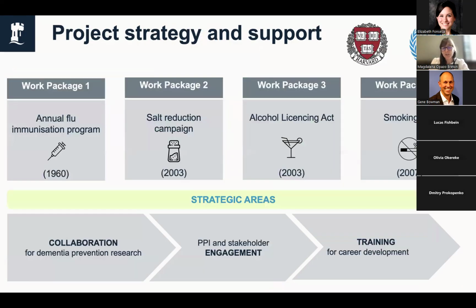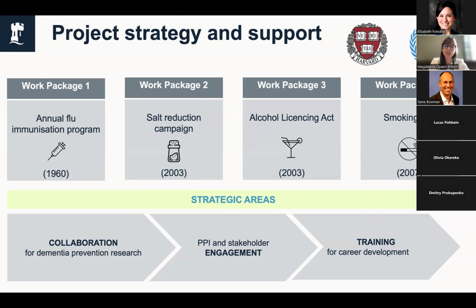So my project will study 4 policies that have been implemented in the UK and that are related to modifiable risk factors related to dementia. The project has been supported by Harvard, who has invited me to do a 6-month overseas visit here between January and June this year, and also by the WHO. I have selected these 4 policies.